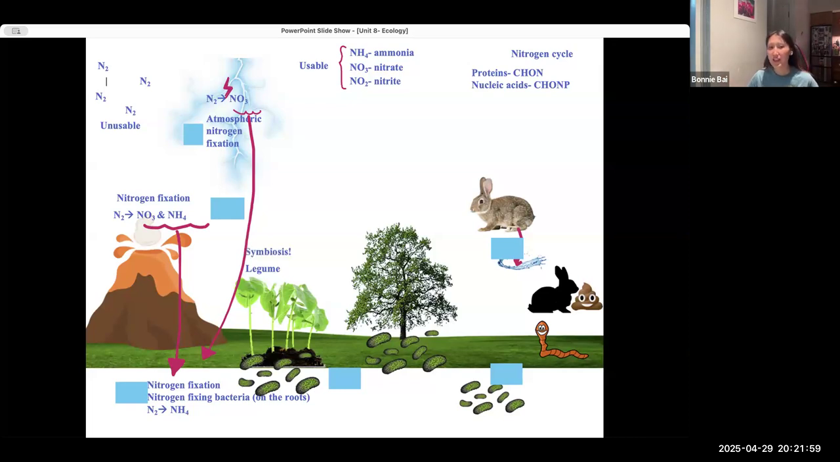So in this case, the nitrogen fixing bacteria have a symbiotic relationship with these plants, and they're able to send that nutrient up to the plant. And then the plant will also send some nutrients to the bacteria. But also plants can just get that already fixed nitrogen from the soil and use it directly.